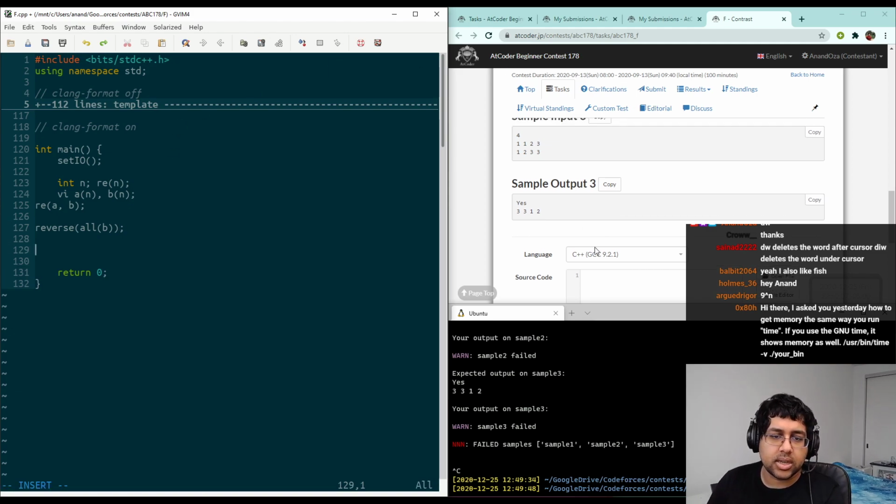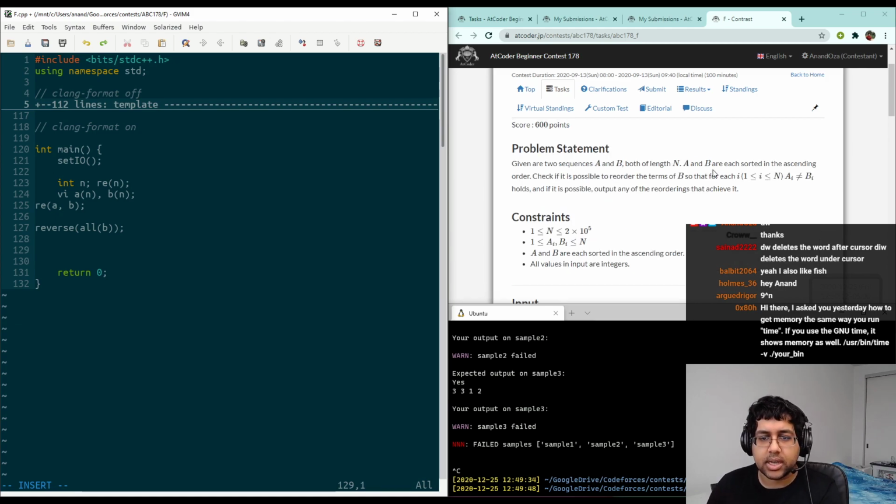It's also interesting that both sequences are initially ascending. Well, I guess A being ascending probably makes this more convenient. B being ascending is not relevant at all, but it saves you the effort of sorting it and it makes the problem statement a little simpler, which I guess is nice.